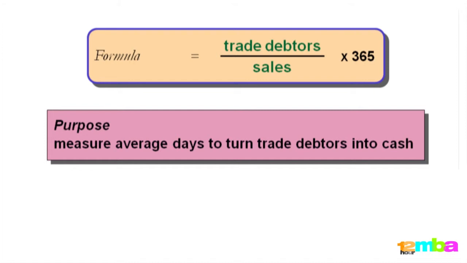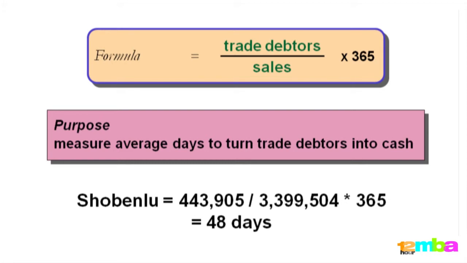So we're trying to measure how long it's taking, and we can do this measurement over time and compare it to previous years. We can compare it to a budget. We can compare it to your competitors and see what they're doing, but we're trying to work out how long it's taking. Now, at the bottom of that slide, I've done a little example using the Shobin financial statements, and those figures, the debtors, the sales, come from those financial statements, the debtors from the balance sheet, the sales from the income statement. And when we put those figures in the ratio, you can see that the answer is 48 days, which means this company takes on average 48 days to collect their cash.